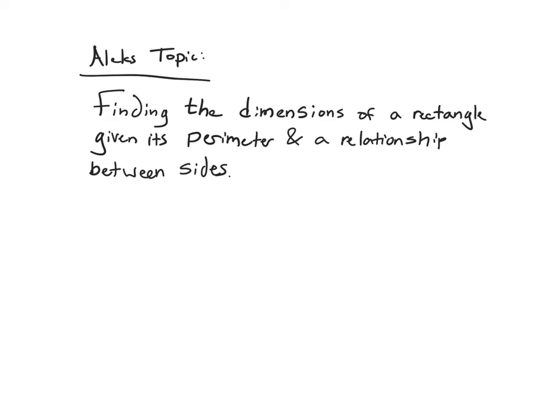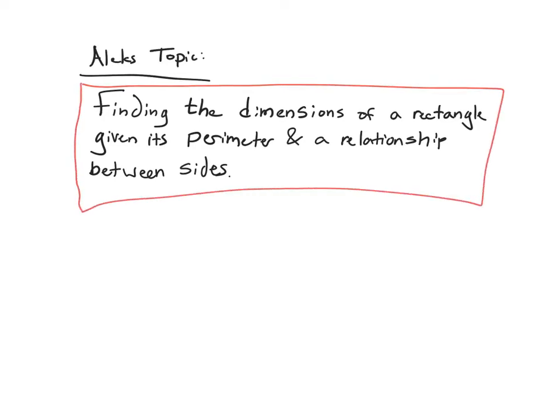Grade 6, this is one that we're working on right now. This is one that we're struggling with, and one that's actually not too difficult. If you draw a picture, the ALEKS topic is finding the dimensions of a rectangle given its perimeter and a relationship between sides. Go ahead and give this one a shot if you would.